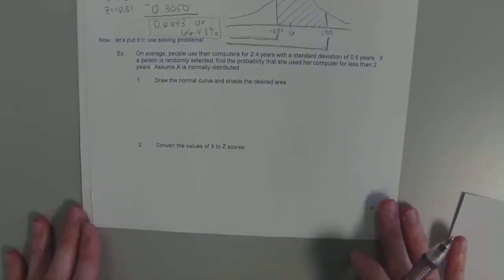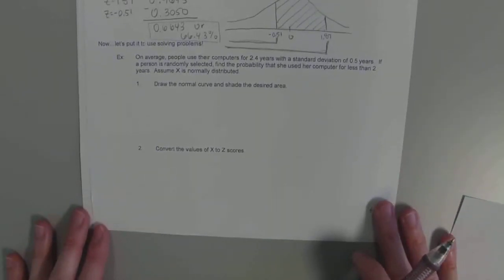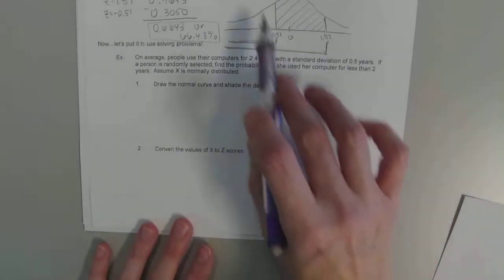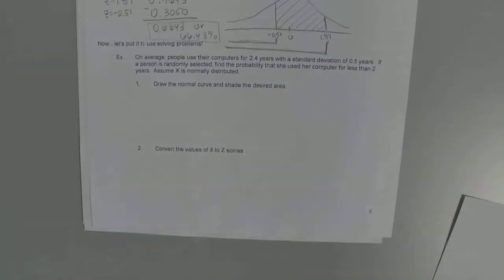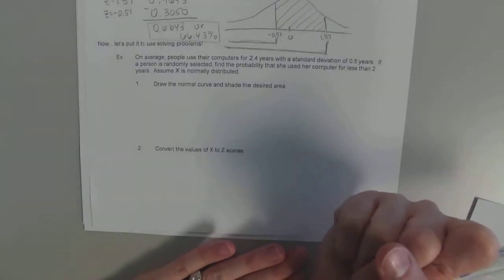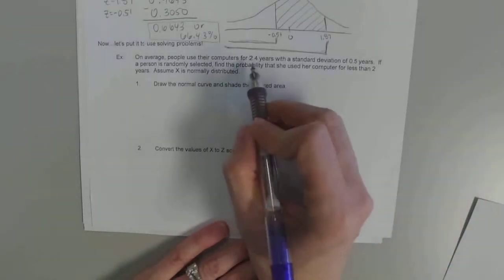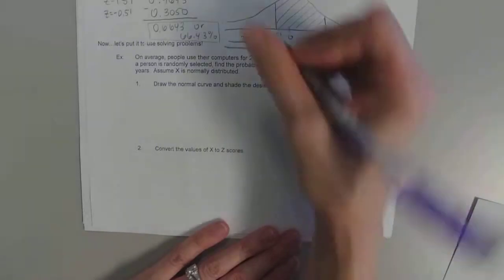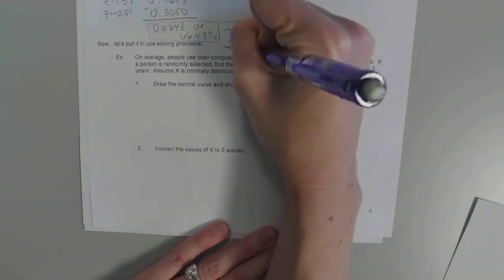Continuing on in the middle of section 7.2, we're going to take the idea of standardizing and finding a z-score so we can use our chart like we did above to find probability. So as we read through the problem, guys, let's label what we can, all right? It says, on average, people use their computers for 2.4 years. What's the symbol for average? Mu. So we'll just label that mu.